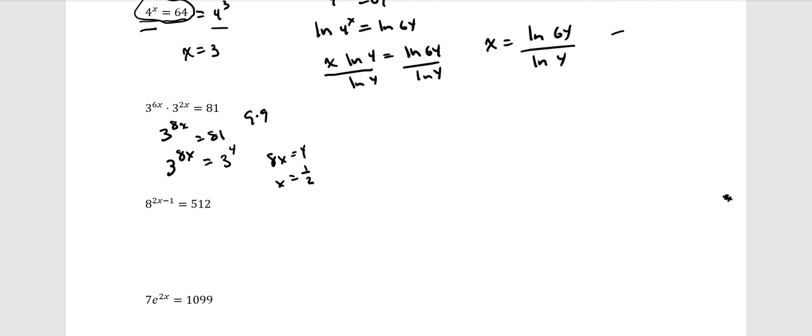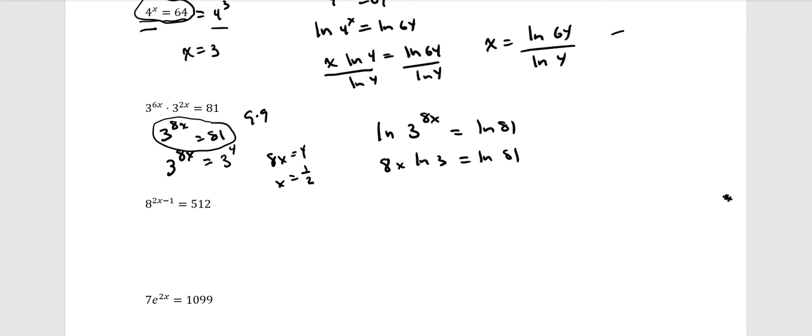Now the brute force method would look like this, and I'm going to pick up right here. If you take the natural log of both sides, this is going to read natural log of 3 to the 8x equals natural log of 81. Using that beautiful property here, this can be written as 8x times natural log 3 equals natural log 81.